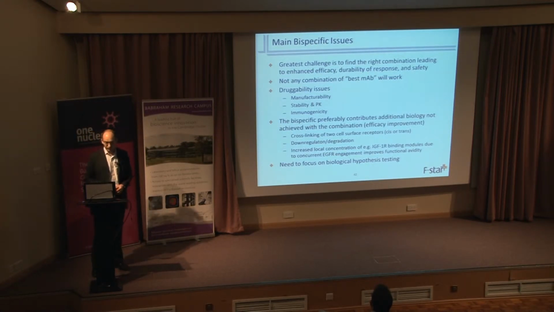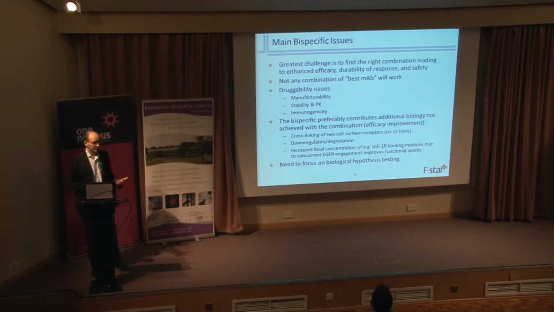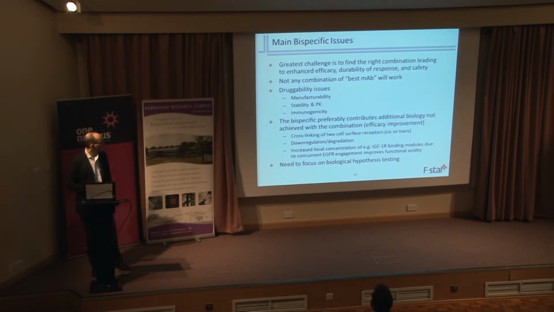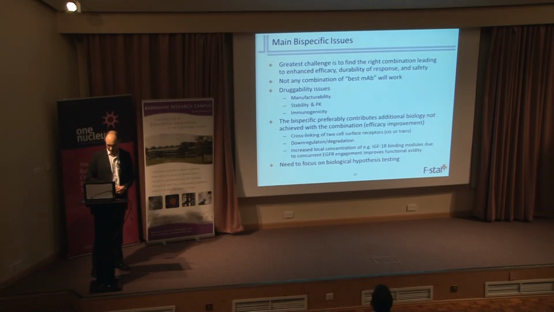And then subsequently, once you've discovered your bispecific, as David was talking about, then you have all the druggability issues. So is it manufacturable? Can you scale the manufacturing even when you see good manufacturability at small scale? What's stability and PK and issues of immunogenicity? These are really the key aspects of bispecific challenges.